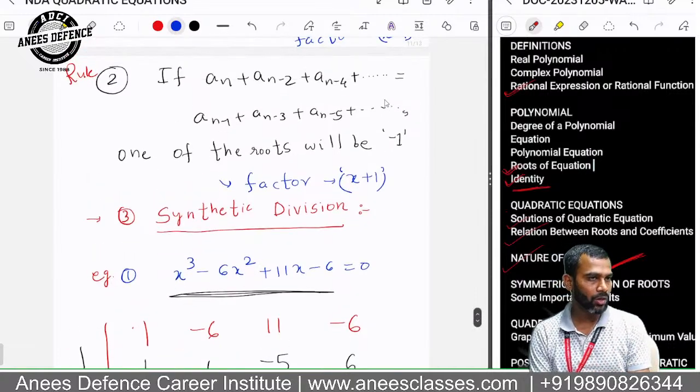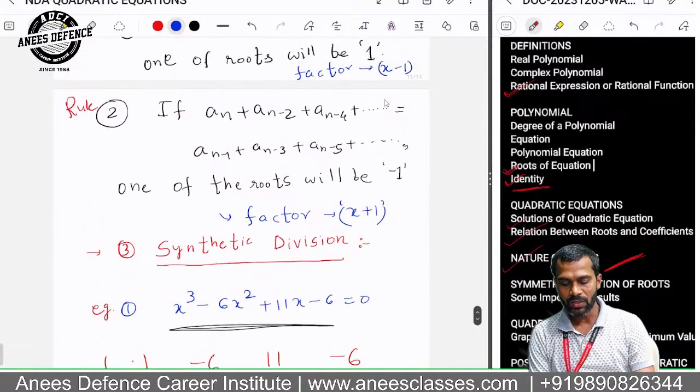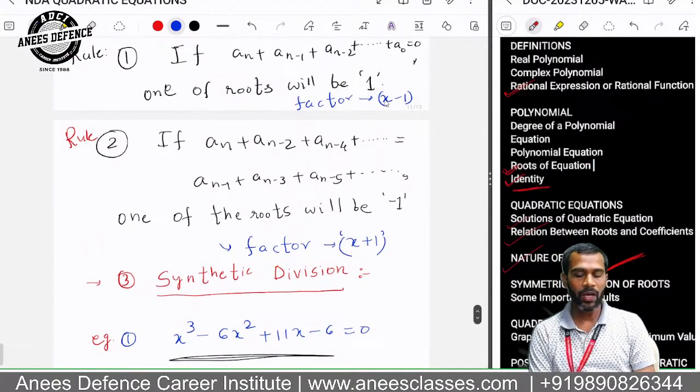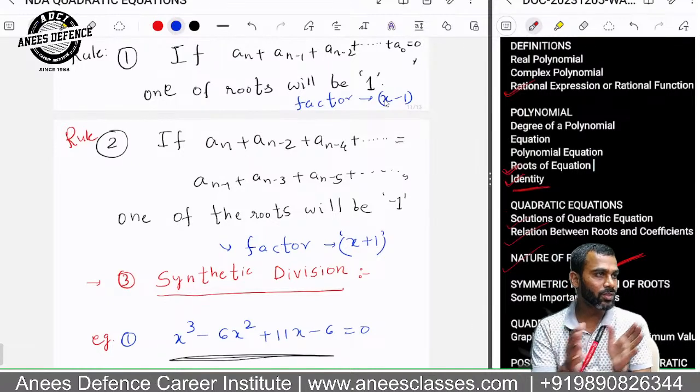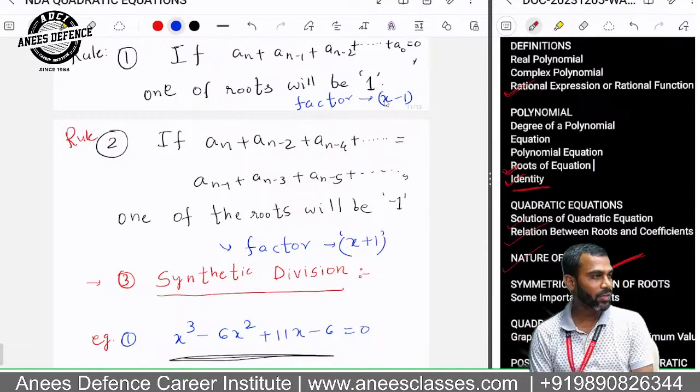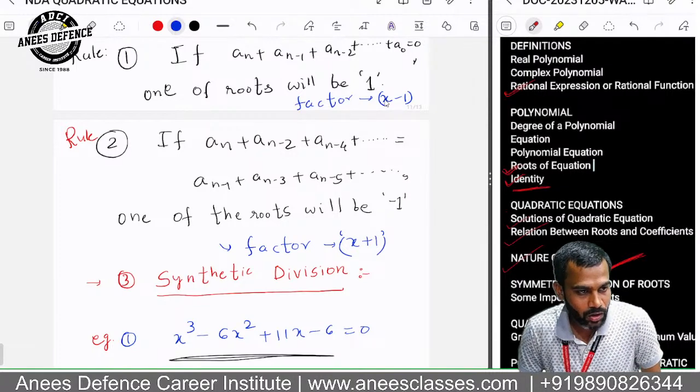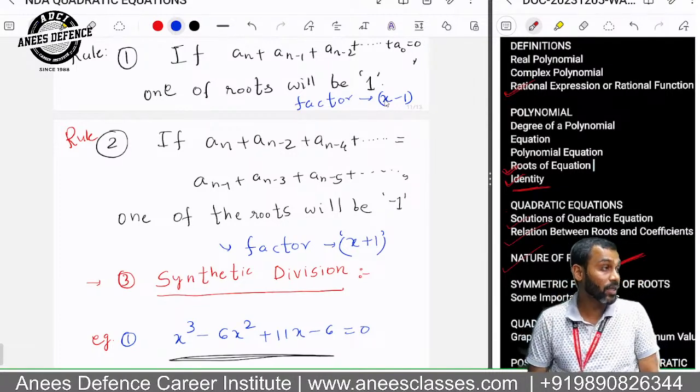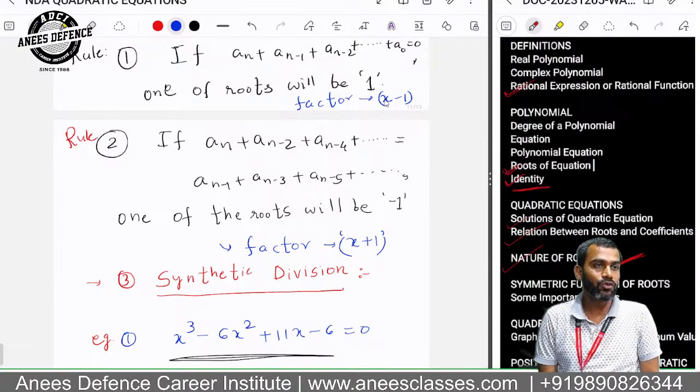Let me take one example and you'll understand. Suppose this is the equation. We have already seen this example. What were the roots? 1, 2, 3, and that was the equation. So we already know the roots of this very famous equation are 1, 2, 3. Suppose we have to find the equation whose roots are -1, -2, -3.